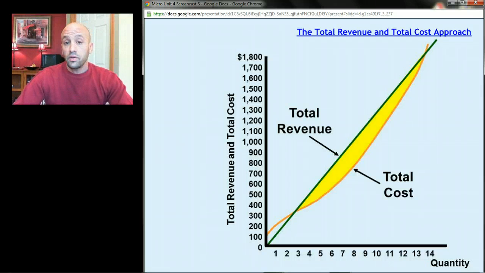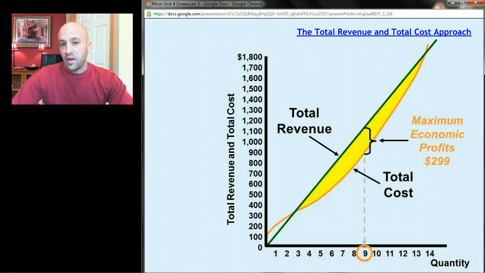If we graphed out that total cost column, it would look something like this. Now remember, economic profit is equal to total revenue minus total cost. So this yellow area that you see, you can think of as economic profit. At any quantity, let's say a quantity of 6, it's the difference between total revenue, which is the green line, and total cost, which is the orange line. Total revenue minus total cost equals profit. So this vertical distance right here would be the economic profit if you were to produce 6 units.